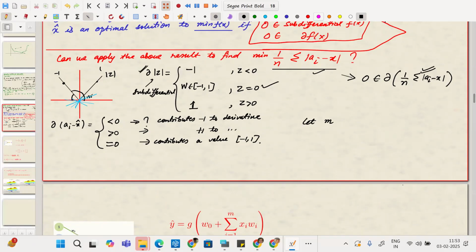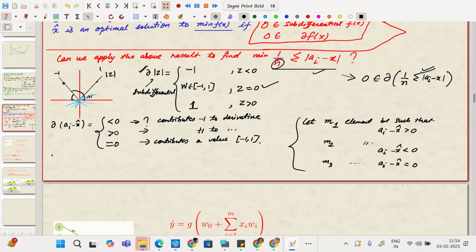So there can be n elements, a1 to an. Let m1 elements be such that ai minus x cap is greater than 0, that is, positive. Let m2 be some number of elements such that ai minus x cap is less than 0. Let m3 be some number of elements such that ai minus x cap is equal to 0. Calculate these all elements. Then what I suggest is you will come across the subdifferential.